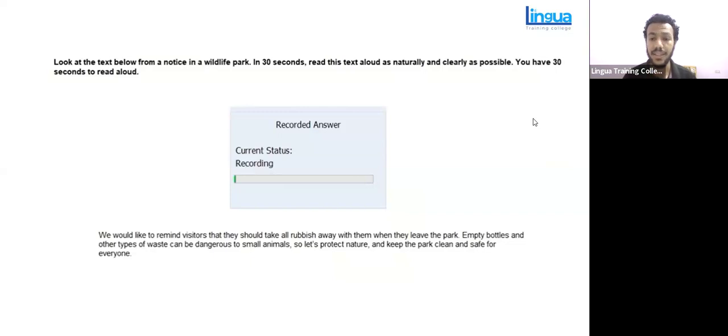Now, I'll take 30 seconds to get ready, and then another 30 seconds to answer. That's according to the instructions here. So I have 30 seconds to read the text as naturally and clearly as possible. The text is from a notice in a wildlife park. I'll imitate a test taker. I want you to tell me, is this test taker performing well or not? So that's my 30 seconds of preparation.